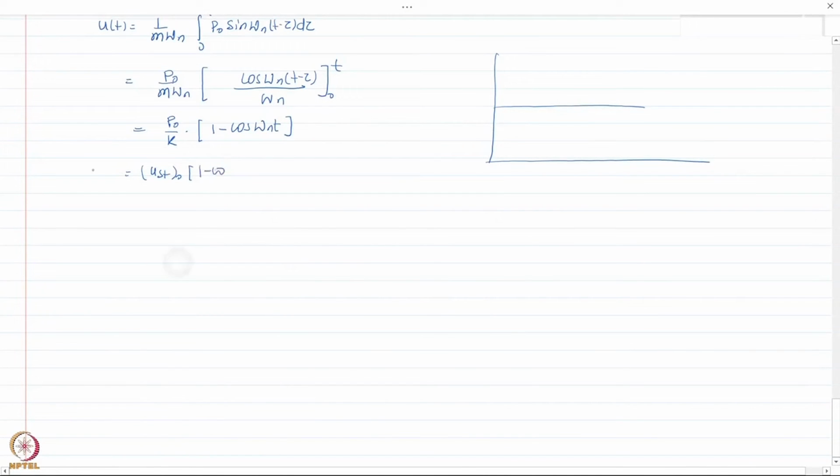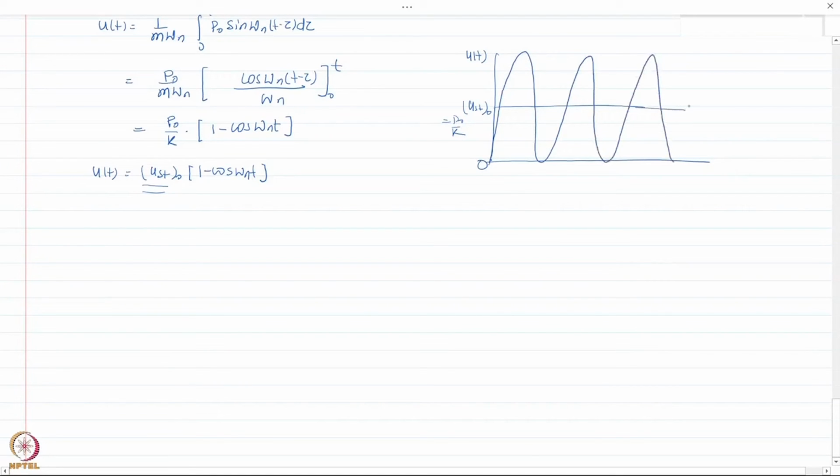So my dynamic displacement history is represented like this. This is nothing but basically equilibrium actually shifts from 0. If I try to plot the response from 0, it oscillates about u_st naught, which is basically p naught by k. Let us say initially it was here. As you apply this sudden load, it starts oscillating about this static displacement. This is how the response would look.